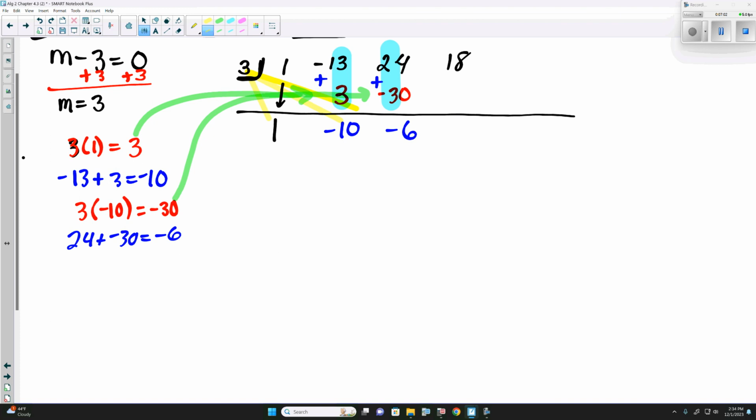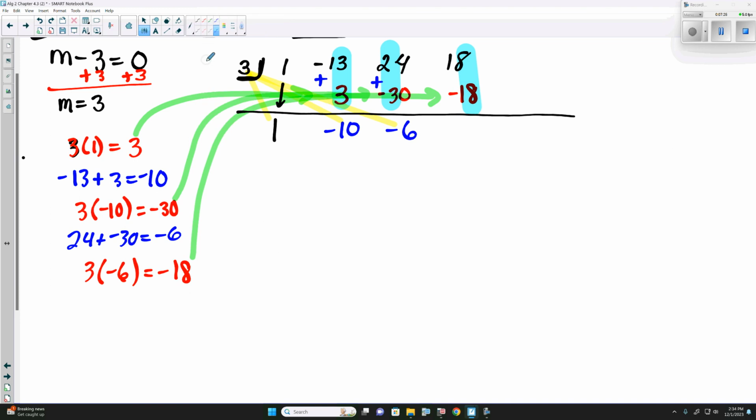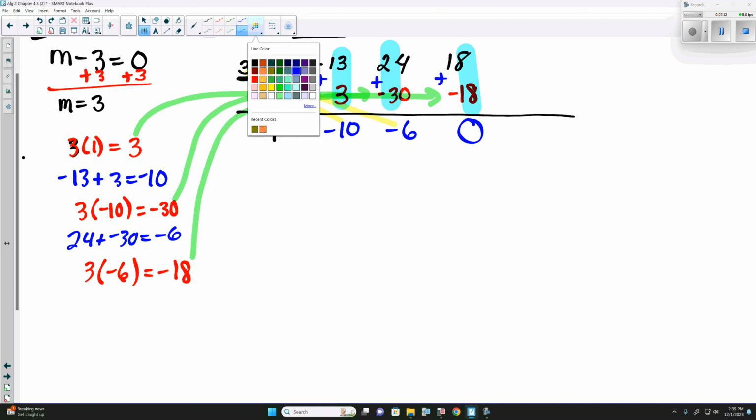And now we do our 3 times negative 6, which is negative 18. And we take our negative 18, place it under the next one. Then we're going to add straight down, and negative 18 plus 18 is 0. Do we have any other numbers left? No, so we're done.